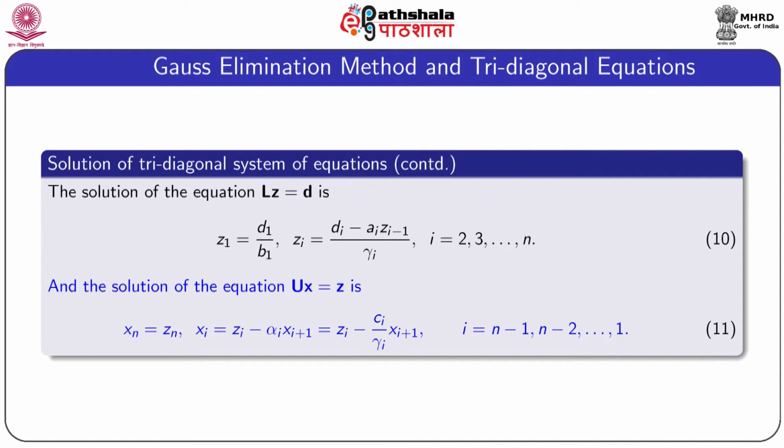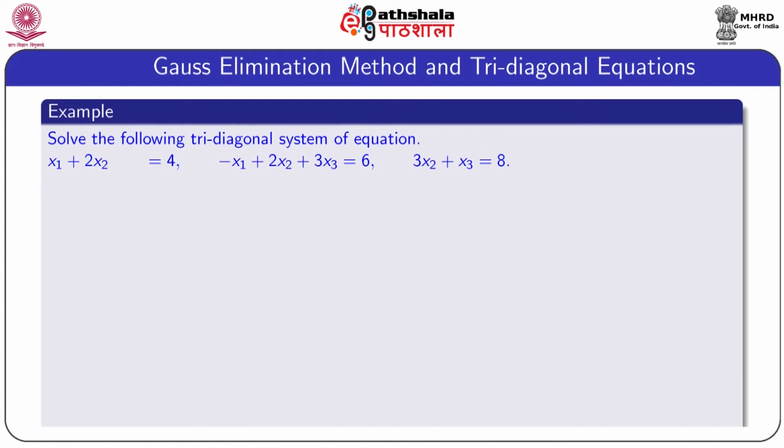Using this vector z, we can solve the system of equations Ux equal to z, where xn equal to zn and xi equal to zi minus alpha i into xi plus 1, which is equal to zi minus ci by gamma i into xi plus 1. But in this case, i is n minus 1, n minus 2, n minus 3, up to 1. So using equations 10 and 11, we can solve for the solution vectors z and x. And finally, equation 11 gives the solution of the given system of linear equations.